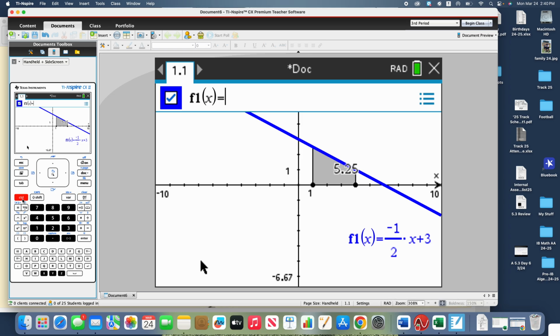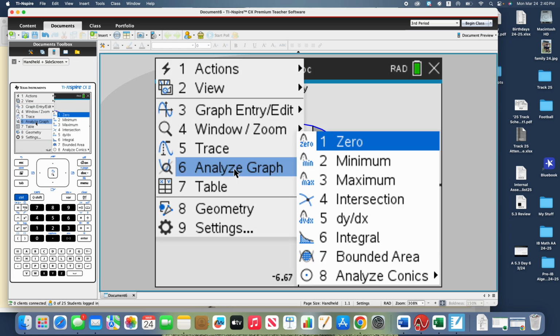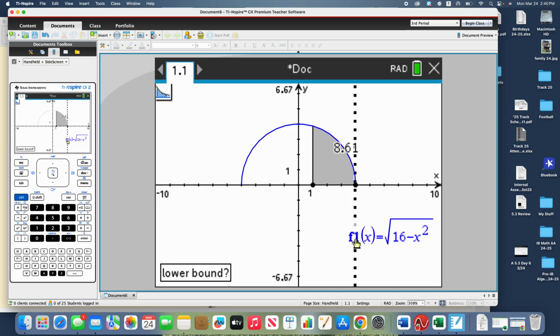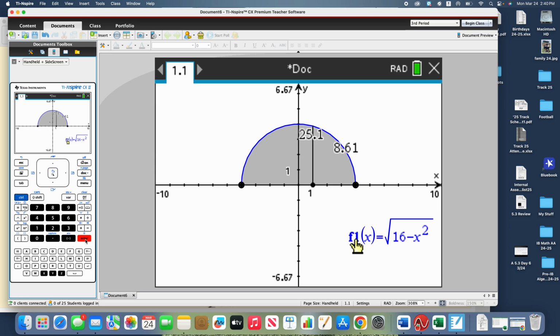the square root of 16 minus x squared, it gives me that semicircle, but it didn't give me the right answer, and you can see by the shading it's not correct. I just applied what I had previously. So if I want to change that, I'm going to go back to Menu, Analyze Graph, Integral, and it's going to give me a chance to re-enter my boundaries. So negative 4 is my lower boundary, positive 4 is my upper boundary. When I do that, did your 8.61 disappear or is it still there? It's still there, sorry. But the 25.1 is the actual answer on that.